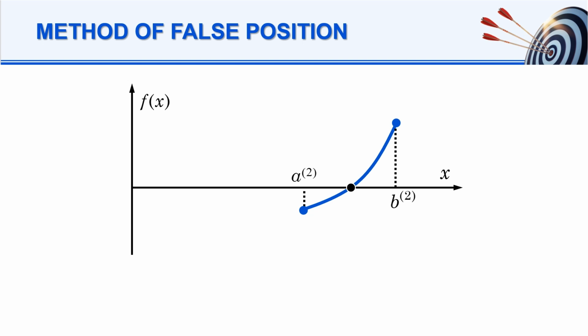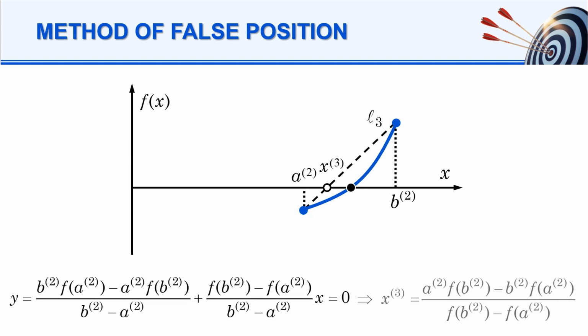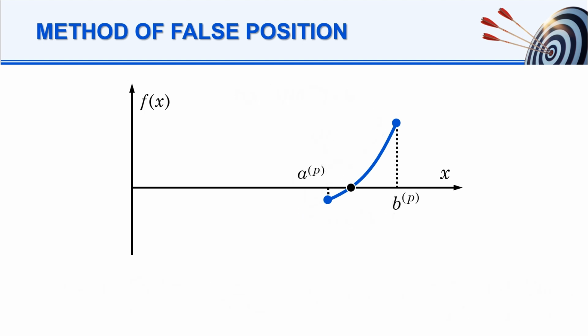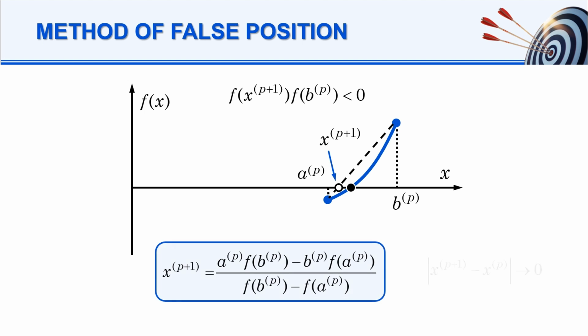That is, we connect the endpoints with a line and find the equation. And the intersection point x3 is the third estimate for the root, which is obtained as follows. The corresponding value of the function is negative, which leads to a negative value for f(x3) times f(b2). Then, we update the endpoints. The procedure of connecting the endpoints of an interval, finding the intersection point, and determining the subinterval with the root continue until the estimates converge within a specified tolerance.